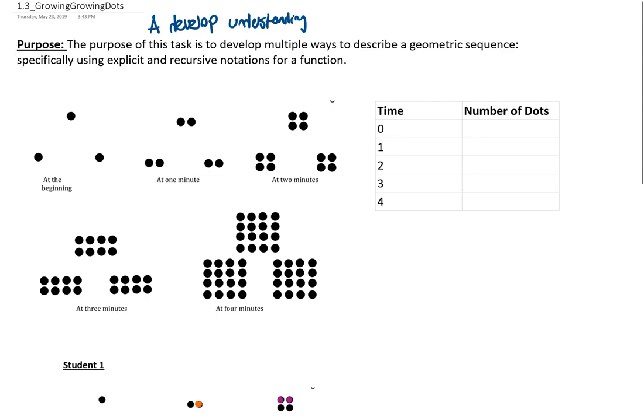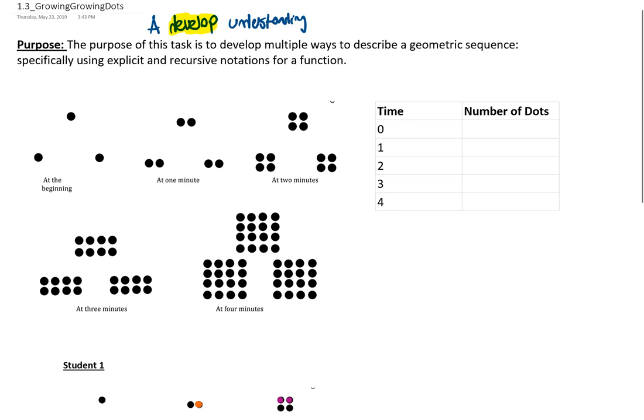So in the last task, we developed ways to represent an arithmetic sequence. So now we're doing the same thing for a geometric sequence. But again, it's a develop understanding task. So the purpose is not to become masters of these representations, but just to develop our understanding of them, to get that ball rolling, as we will continue to practice in later tasks. So the scenario is this.